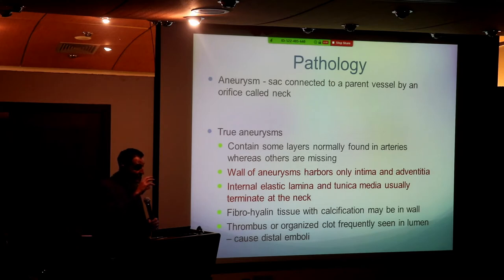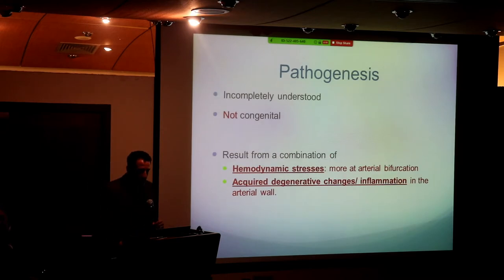Essentially, the reason the wall of the aneurysm ruptures is that it lacks the internal elastic lamina in that area. It's a very weak area. What's left is a little bit of intima and adventitia, which is what Dr. Ibrahim mentioned, how it's very thin. Why it happens, there is definitely not a solid theory, but we know it's not congenital. Most of them are not born with it. However, we know that hemodynamics and acquired degenerative changes, in addition to inflammation, in combination cause these aneurysms.